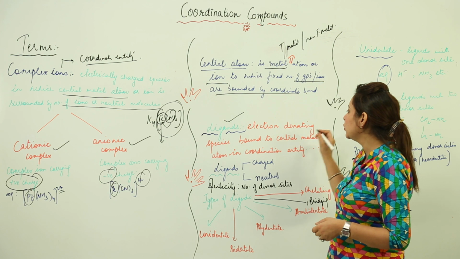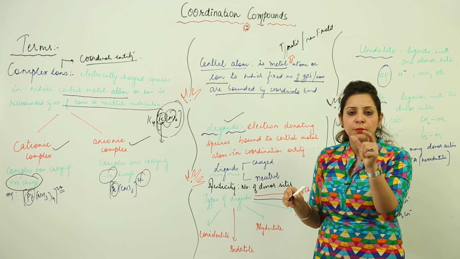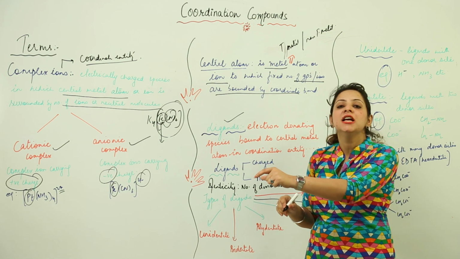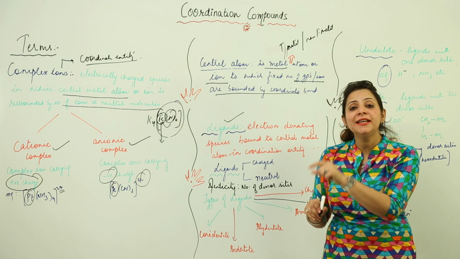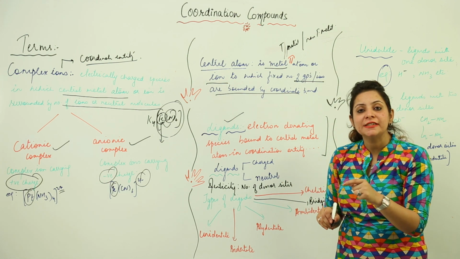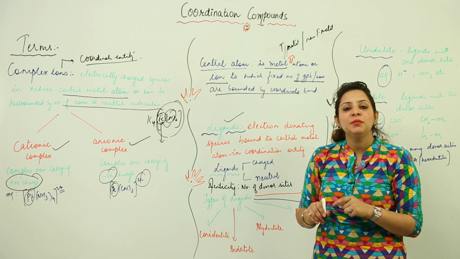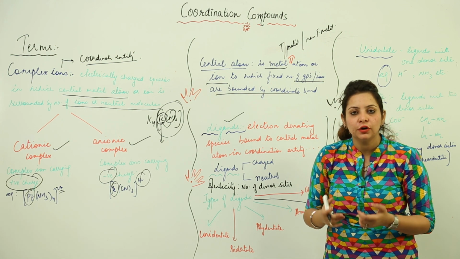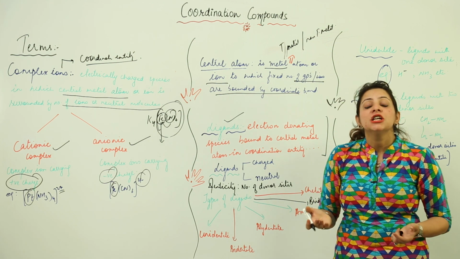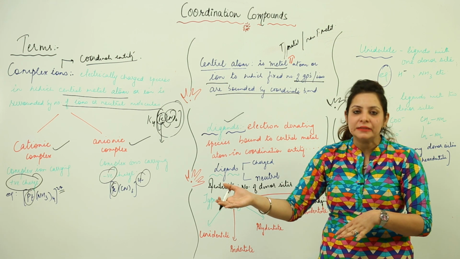So ligands are actually the fixed number of groups which are joined to the central atom, right. And why are they joined? They are joined because they are electron donors. That means they have an extra lone pair, so they can donate it to the central atom.